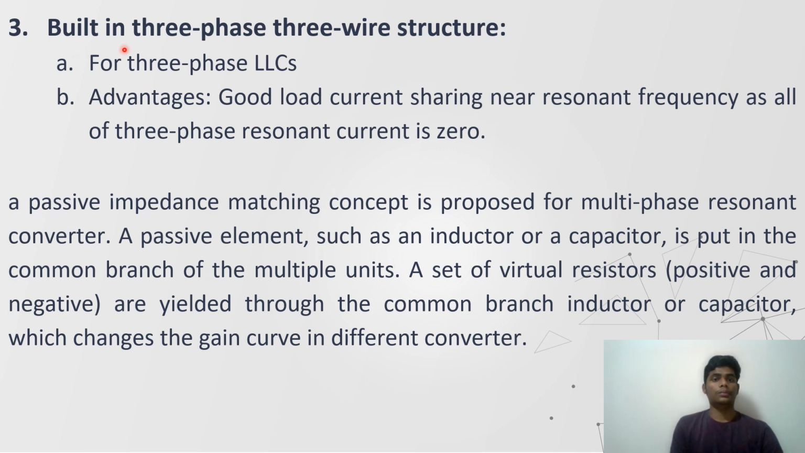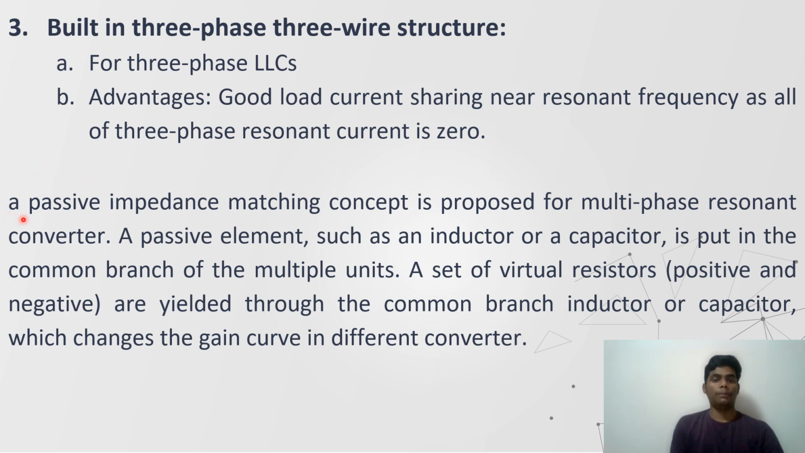Third method, built-in three-phase, three-wire structure. It is only used for three-phase LLCs. Advantage of this method is good load current sharing near resonant frequency, as the sum of the three-phase resonant currents is zero.